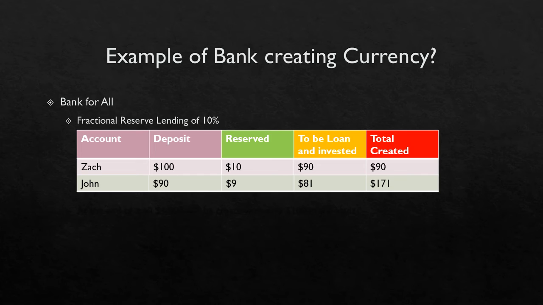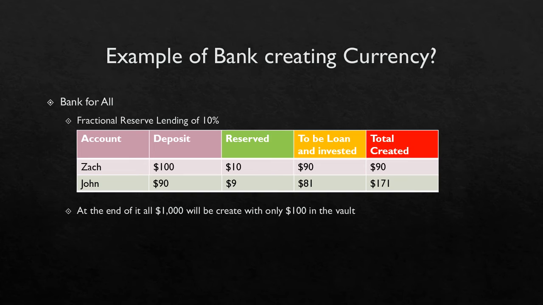Now that process is going to repeat over and over and over again, because somebody is going to want that $81, and then after that somebody is going to want that, and so on and so forth. At the end, if I carried this out all the way through, at the end of it all, $1,000 will be created with only $100 backing it up.